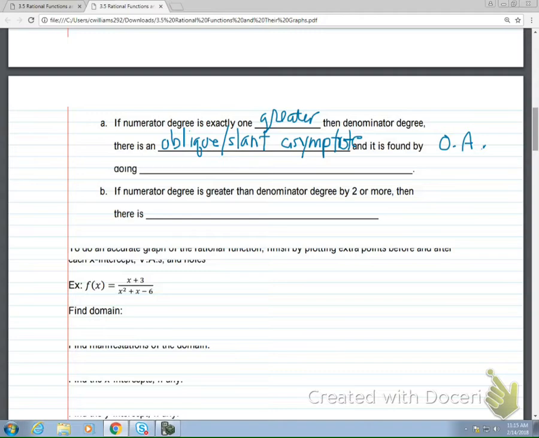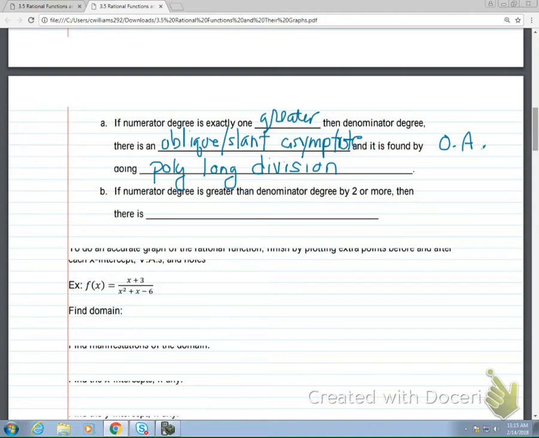Basically, that's just going to be a diagonal. If it's not vertical and it's not horizontal, then it must be diagonal. And you actually would find this by doing one of your favorite things from intermediate algebra, polynomial long division. That's fun. That was a joke. And I will go through that process towards the end.